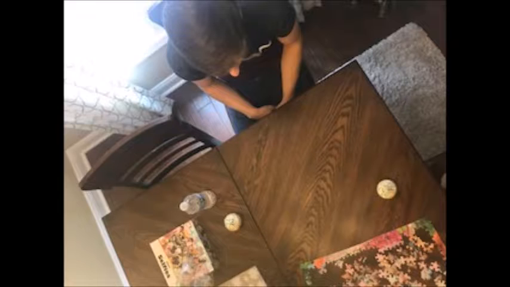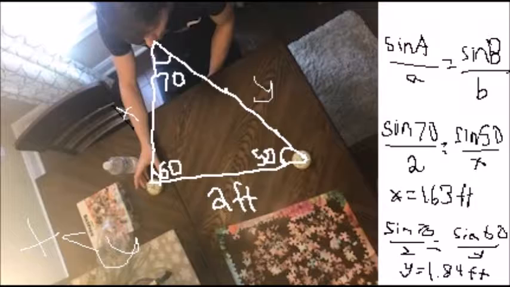Let's say that we know the distance from one cupcake to another cupcake. We also know all of the angles of the triangle that we just drew. It is 2 feet from one cupcake to the other cupcake, and the angles are respectively 50 degrees, 60 degrees, and 70 degrees. So, using the law of sines, we can figure out the distance from Cole to each cupcake.